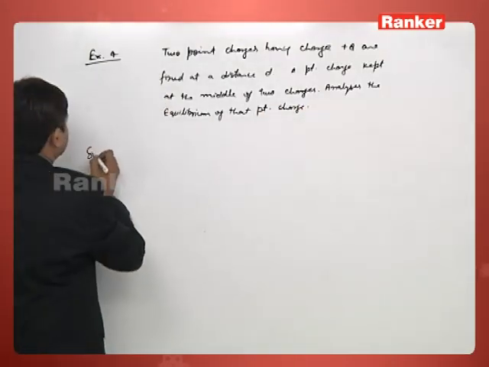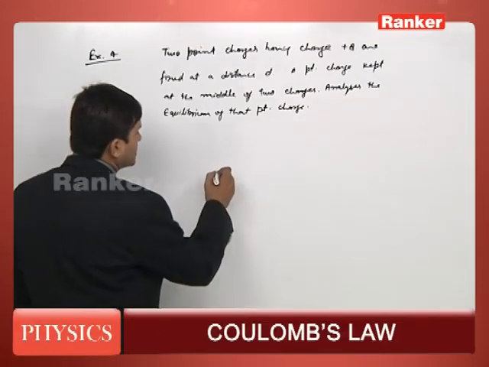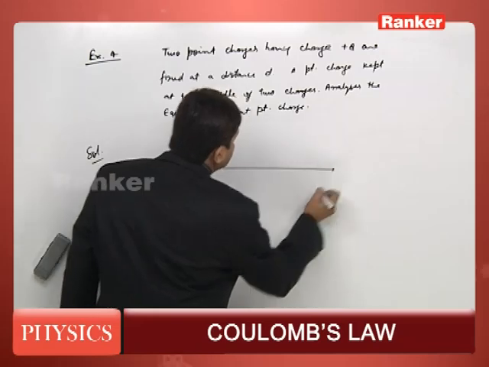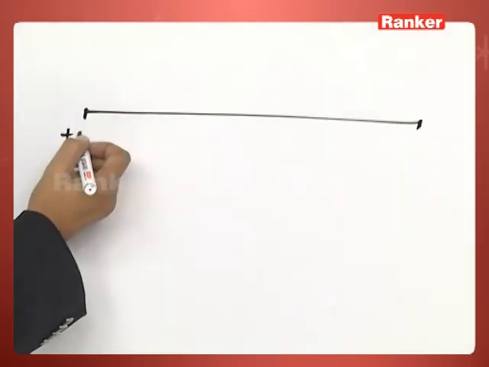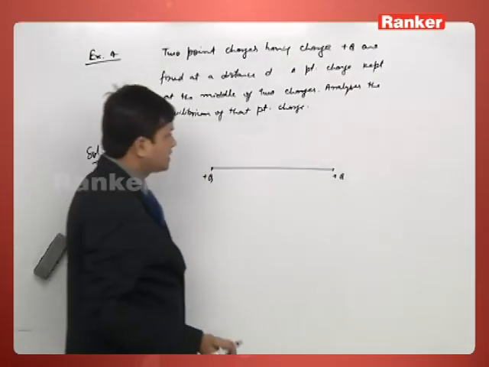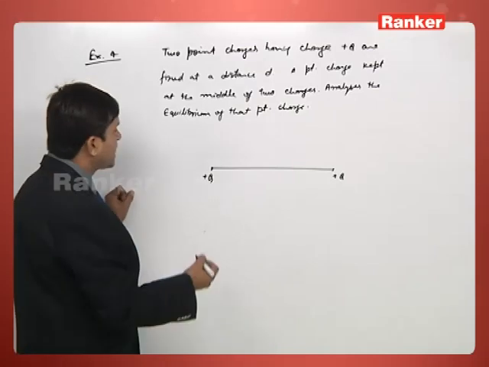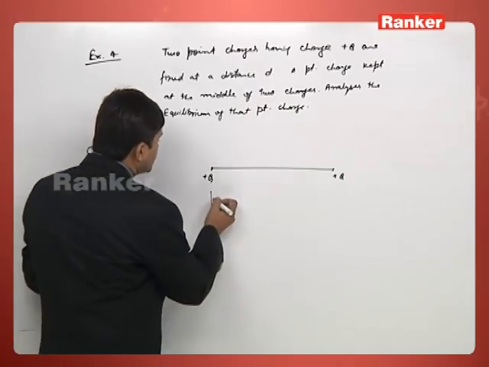Okay, see. The meaning of this question is that these are the two point charges having charge plus q and plus q, and these two charges are kept at a distance d.